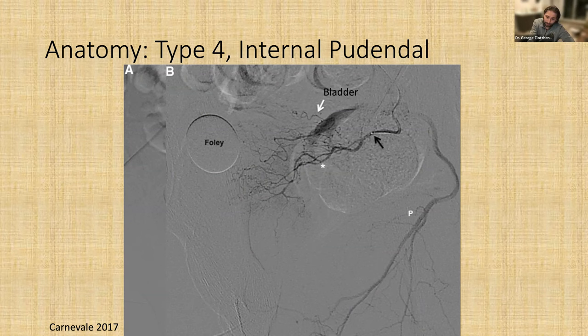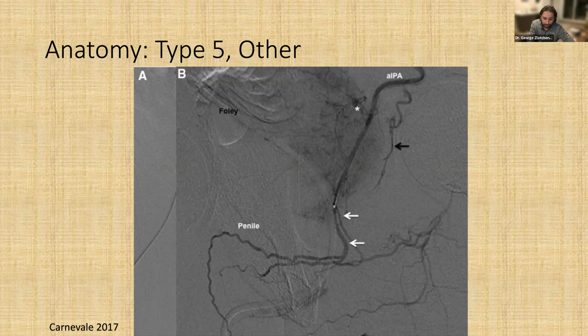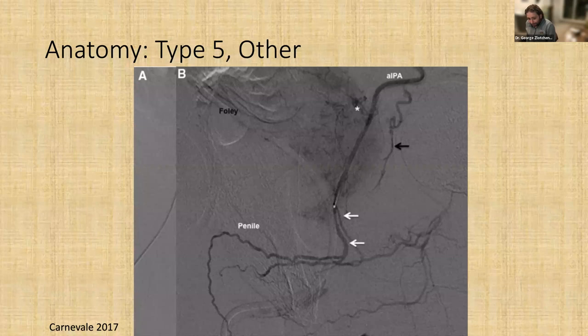This is just some other various anatomy. Let's see, is this one coming off? The accessory is coming off an accessory pudendal artery. I've actually seen that before. And be careful of the accessory pudendal artery when the origin of the prostate artery is off an accessory pudendal, because it often will supply the penis. You don't want to send any microspheres into the penis because you will end up in court.